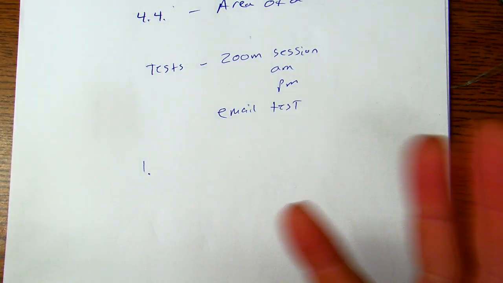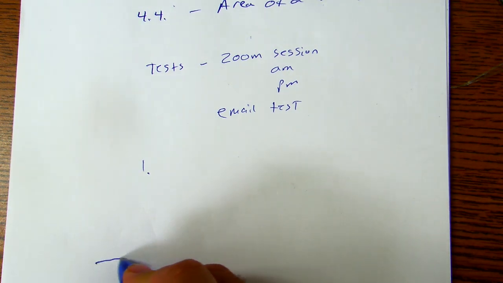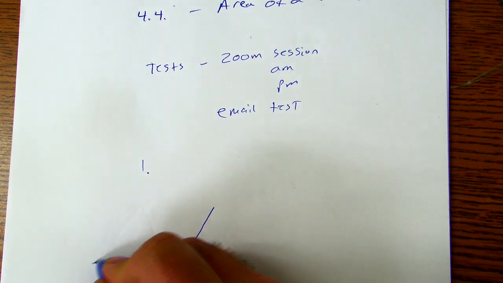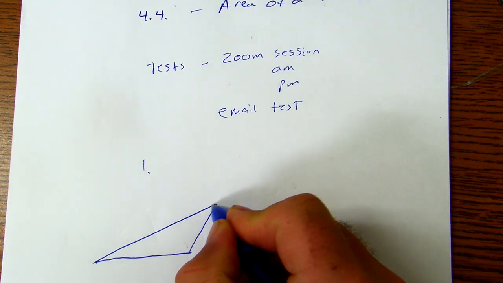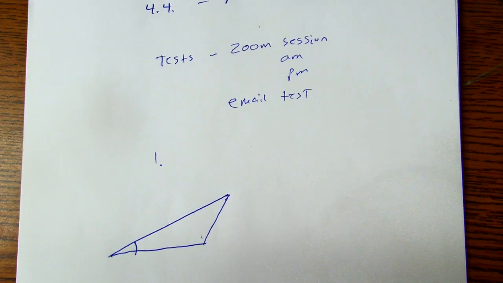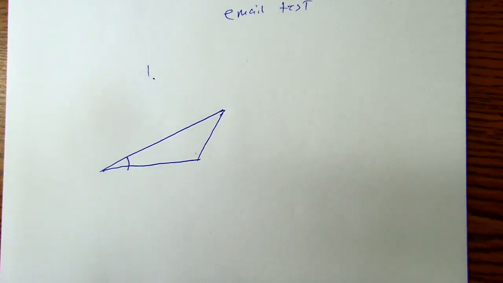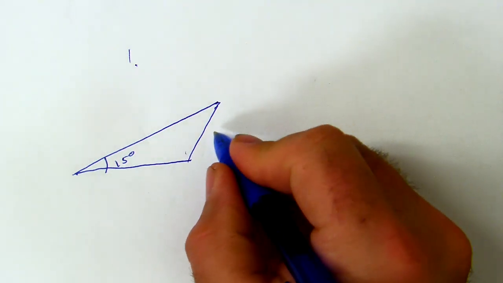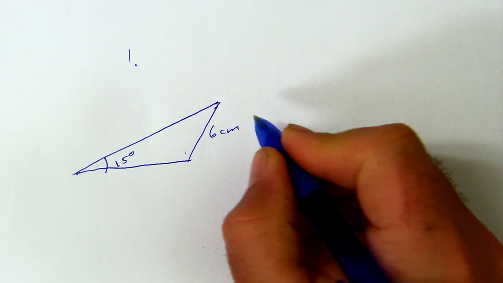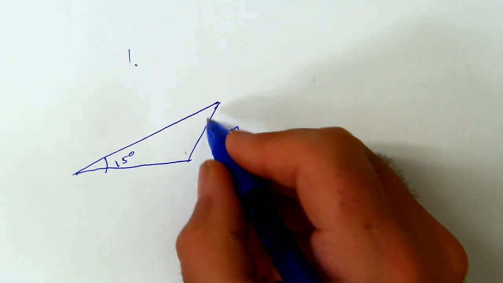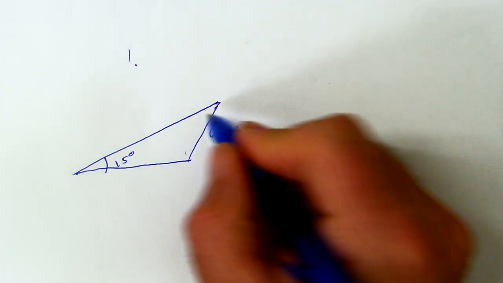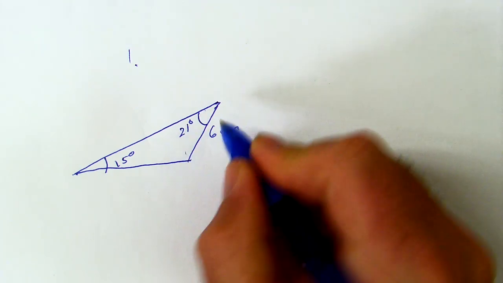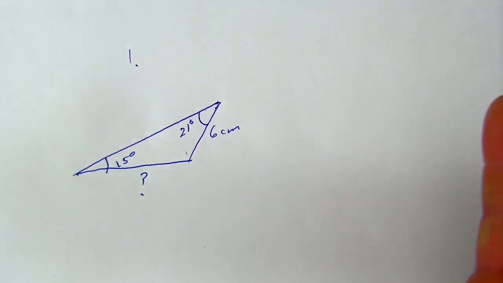So law of cosines. Well, let me go back a second. Law of sines that we've been working on is really a proportional kind of issue. You were usually given some angle, I don't know, 15 degrees. And then you're given a side, maybe that's 6 centimeters. And then, maybe you were given another angle, I don't know, 21 degrees. And then you're expected to solve it from there.